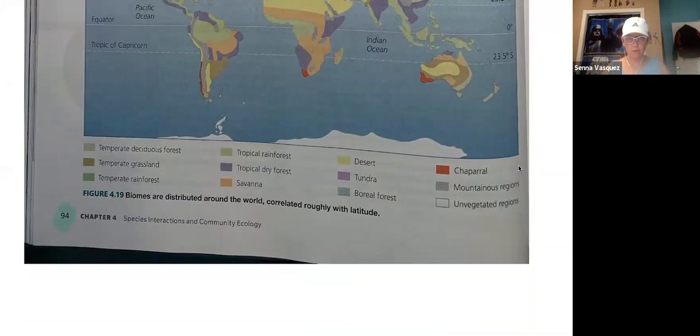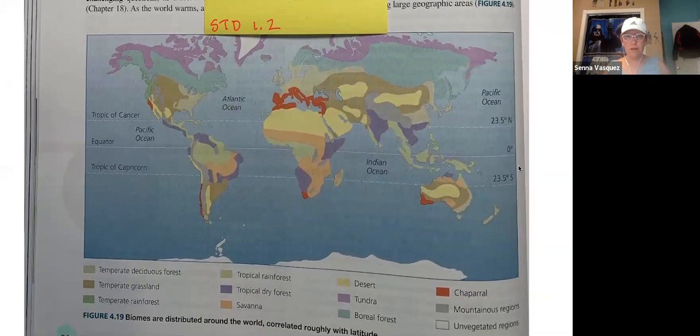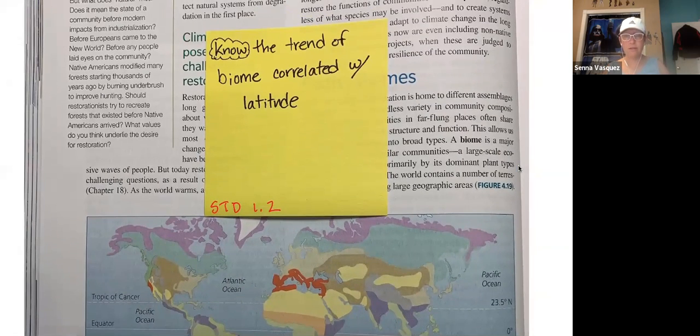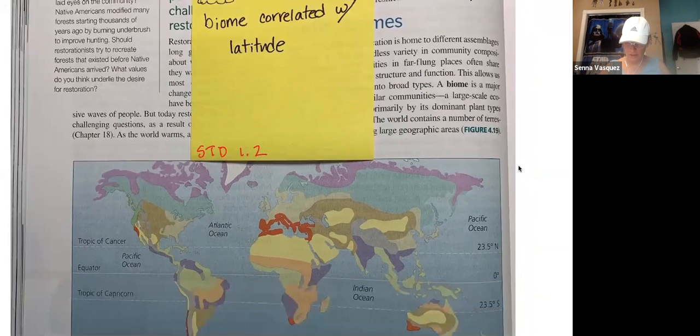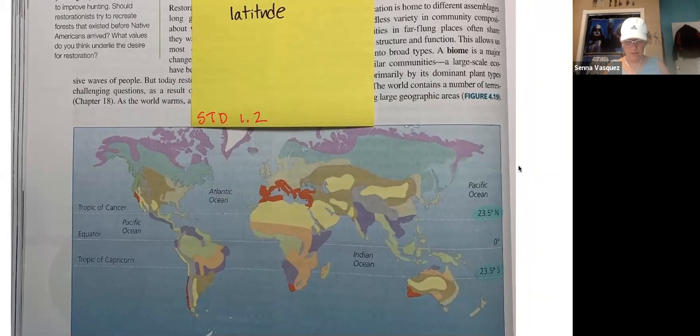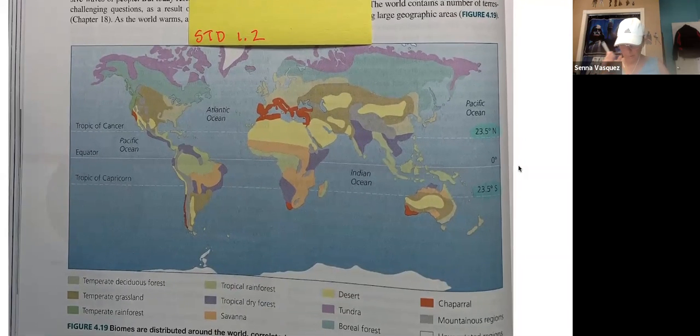This map right here is pretty important because it lays out all of the various biomes. What I want you to know is the trend that goes along with the latitude. You can see on the map they've got some latitudes, and this light purple running across the top is the tundra. Right below that, it tends to be the boreal forest.